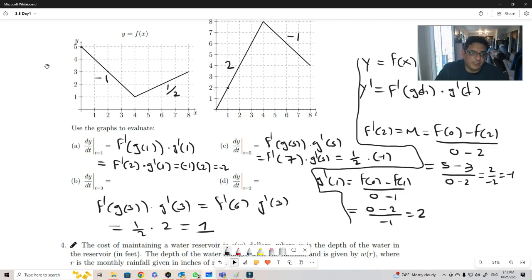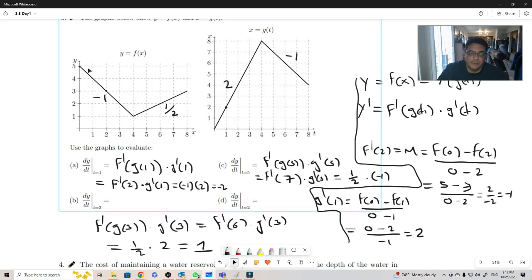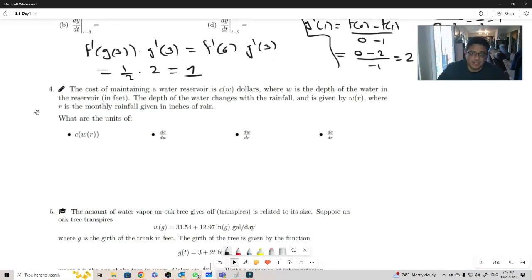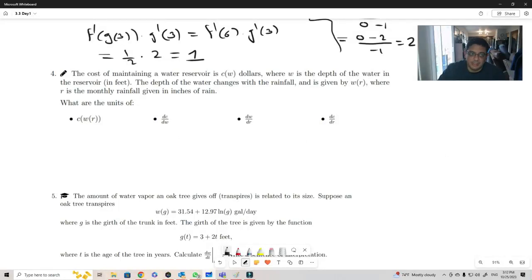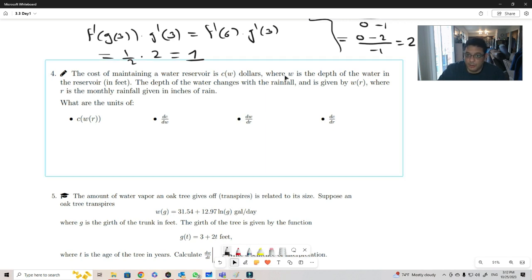Okay. So the important thing in this question is to know how to actually get the derivative from the lines by calculating the slopes and then plugging into the formula of the chain rule. Now, question number 4 is a question about units. Here we have the cost of maintaining a water reservoir in dollars, where W is the depth of the water in feet. The depth of the water is changing with the rainfall, which is given by W of R, where R is the monthly rainfall that is given in inches of rain. So we need to know what the units of each of these things are. And this is going to be especially important when you're making interpretations of rate of change or functions.